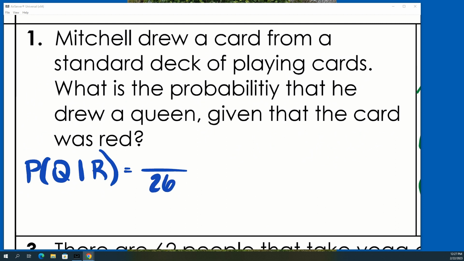All right, and now we're only looking at the red cards. Out of all of the red cards, how many of those cards are queens? How many red queens are there? 2. There's 2 red and 2 black, and we are only caring about the red. So there's 2 red, and that will simplify down to 1/13. So it's the same idea of probability that we've been doing. You just get rid of part of the cards.